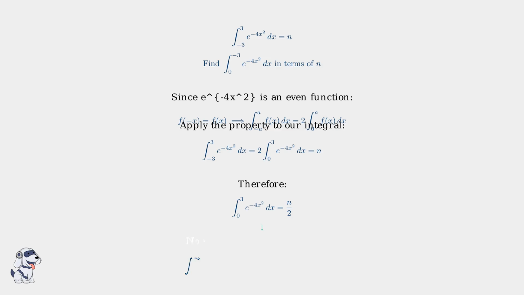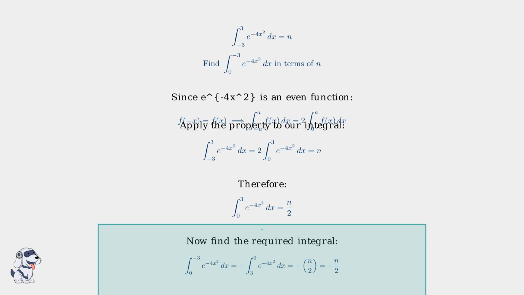To find the integral from 0 to -3, we use the property that the integral from a to b equals negative the integral from b to a. So this equals negative the integral from 3 to 0, which equals -n over 2.